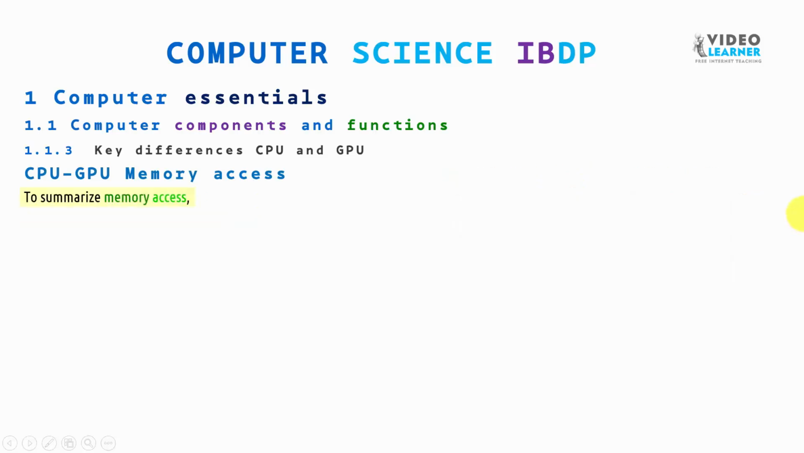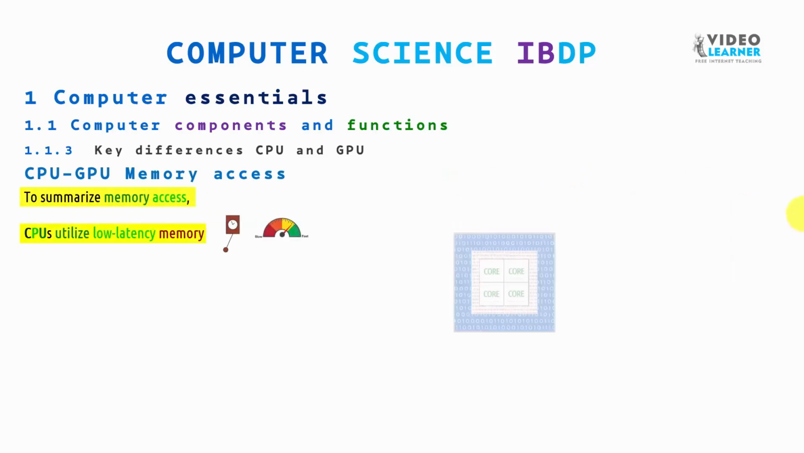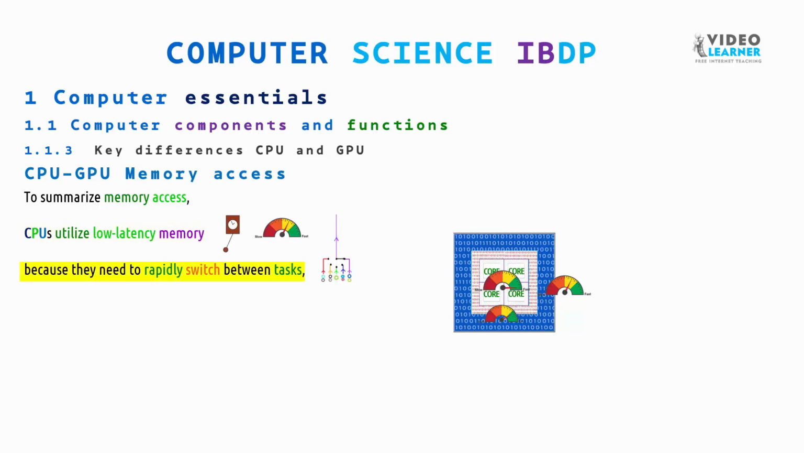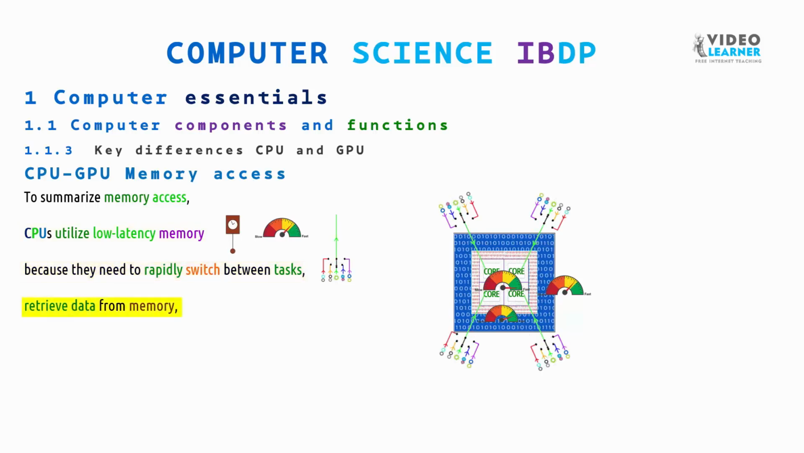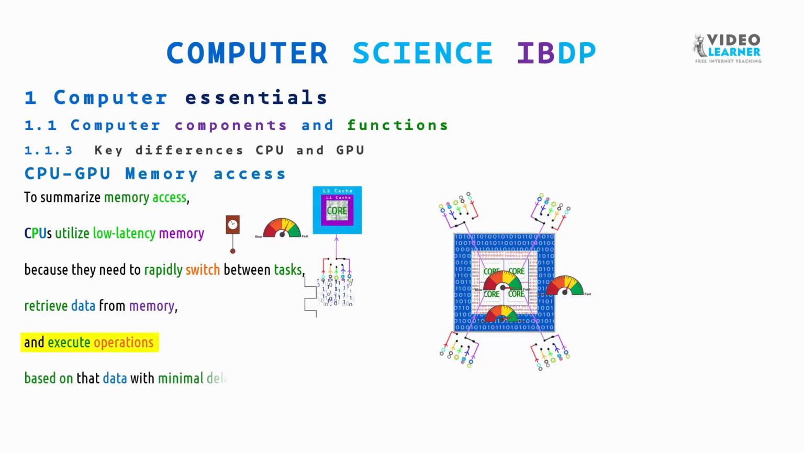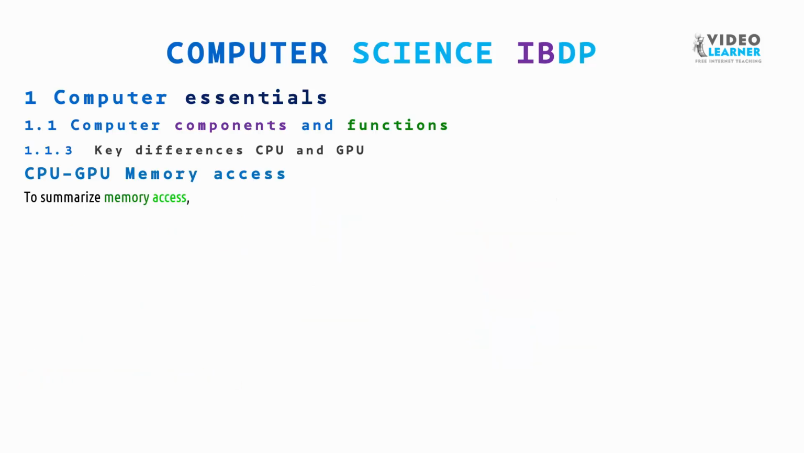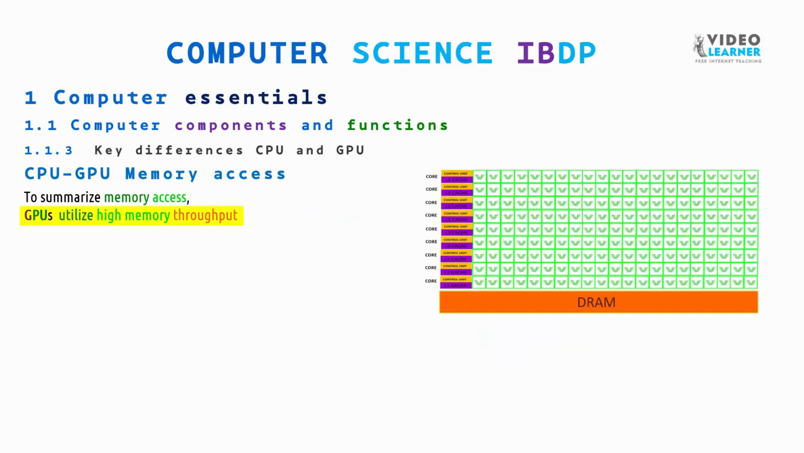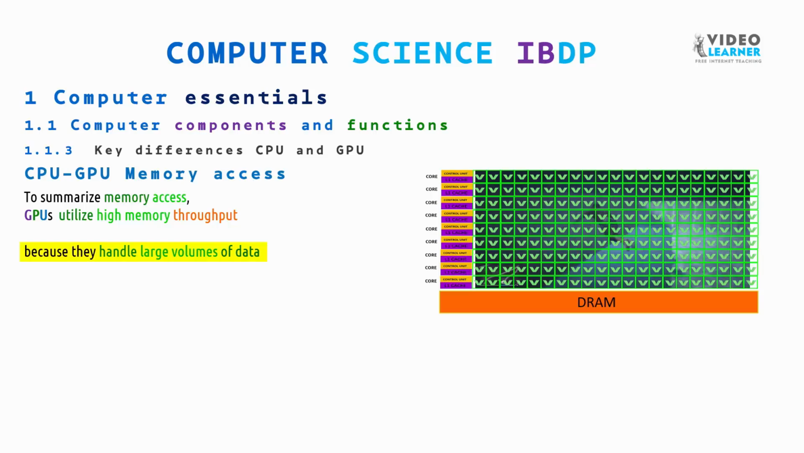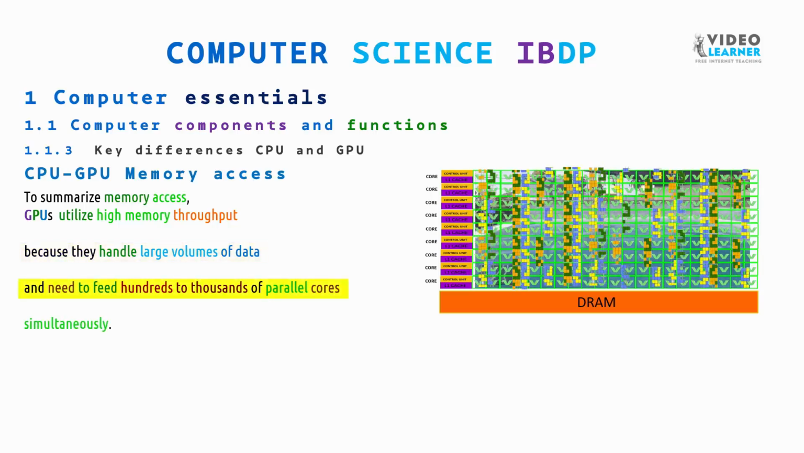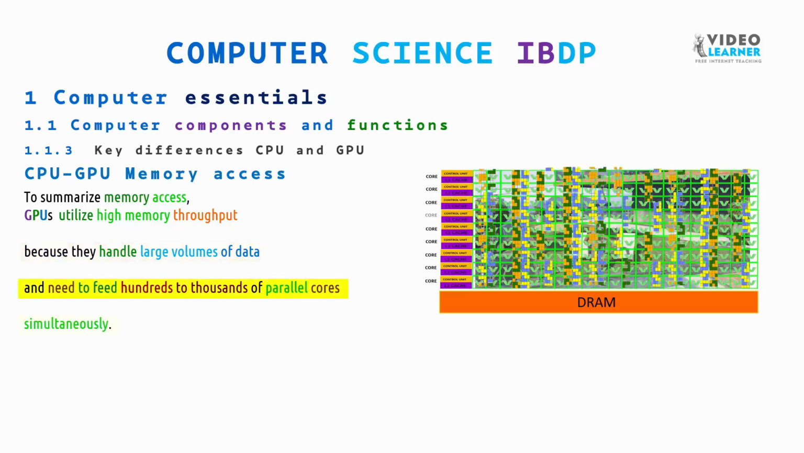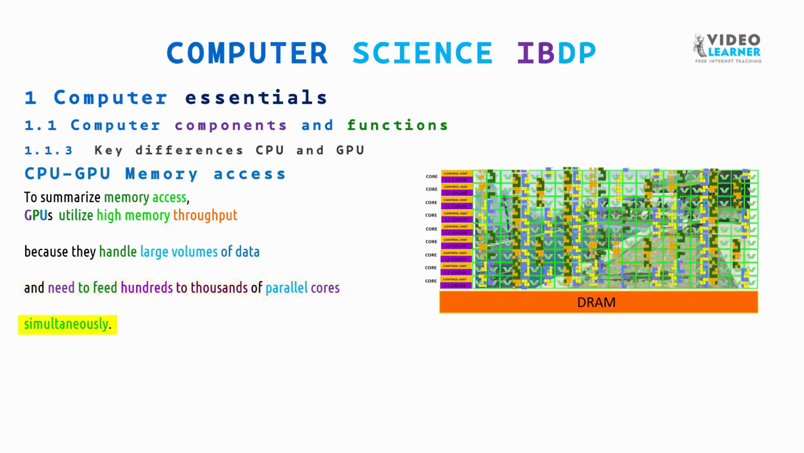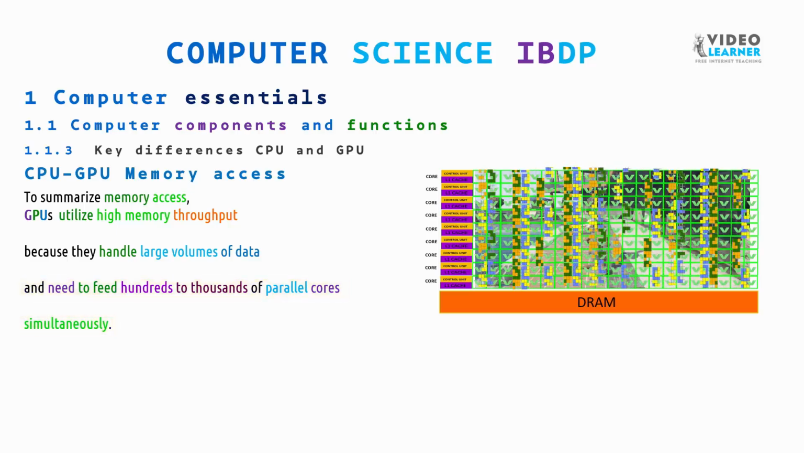To summarize memory access, CPUs utilize low latency memory because they need to rapidly switch between tasks, retrieve data from memory, and execute operations based on that data with minimal delay. On the other hand, GPUs utilize high memory throughput because they handle large volumes of data and need to feed hundreds to thousands of parallel cores simultaneously. And that's all. We just finished CPU and GPU memory access.